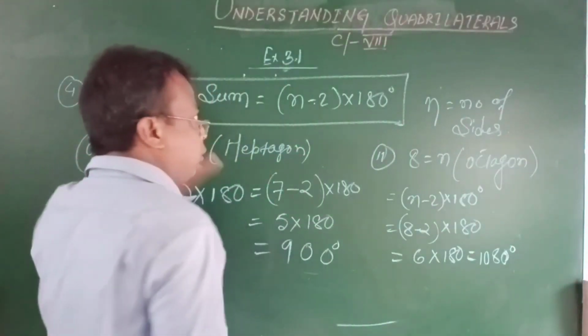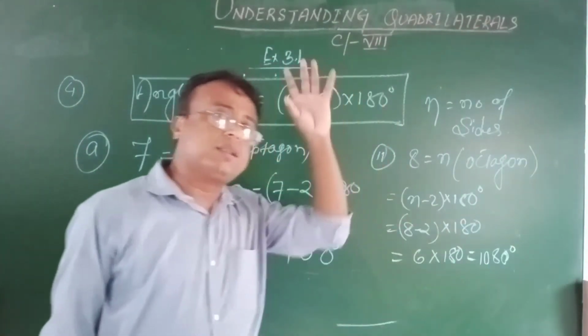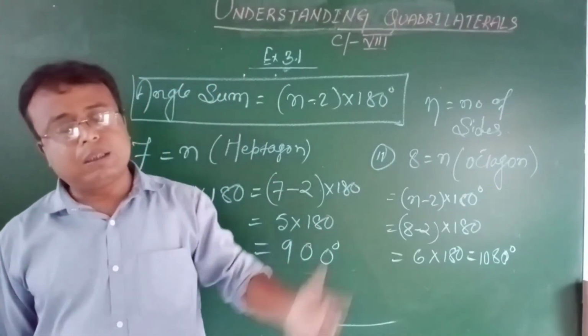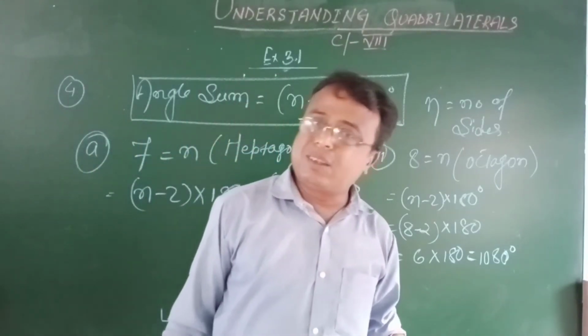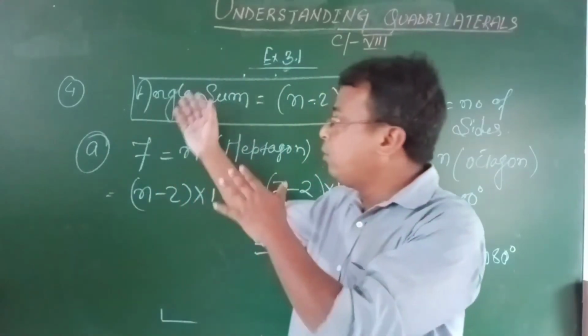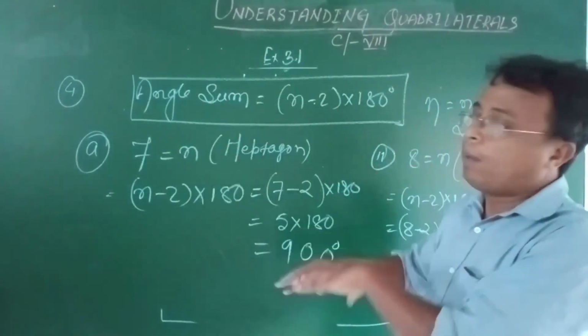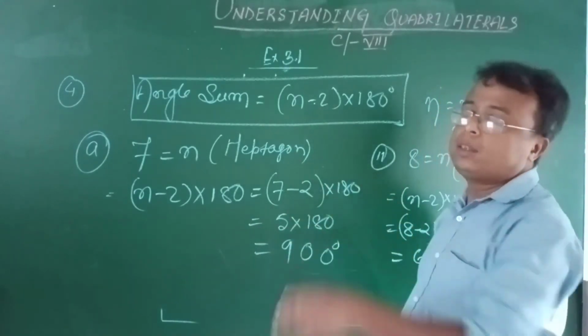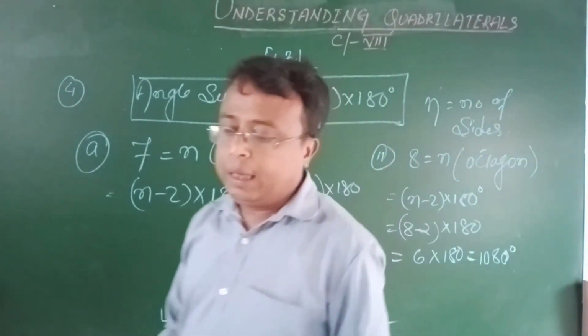So remember these two formulas we have learned today. One is how we can find the number of diagonals of a polygon by a formula. What was the formula? n into n minus 3 divided by 2. And the second formula we got here is for the angle sum. We can find the angle sum by the formula n minus 2 into 180 degree.